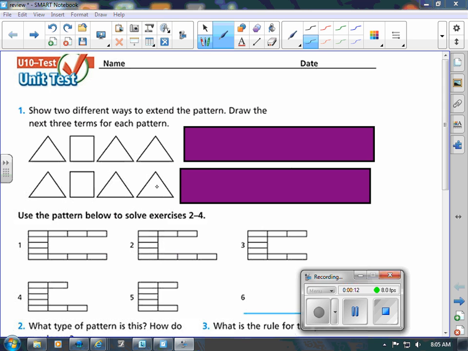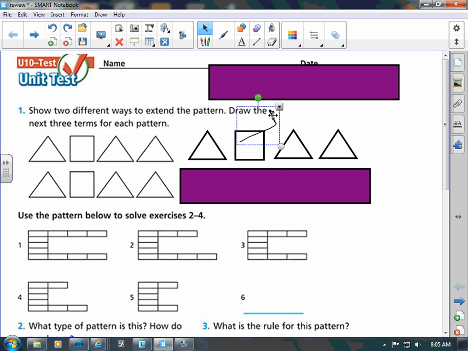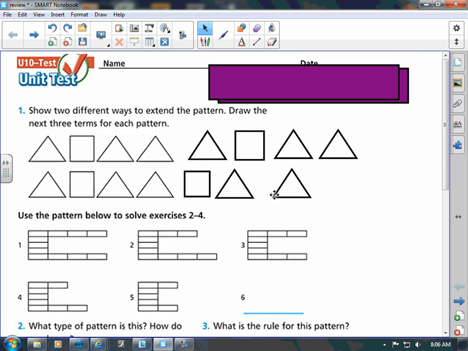All right, so it wants us to show two different ways that we could extend this particular pattern. One is to just literally duplicate it, like so. So we went back to just taking the triangle, square, triangle, triangle, so you end up with 3 triangles in a row. The other way is to assume that this triangle here is the one that's here, and then you would start with square and go triangle, triangle, and then have square again. So there are always multiple ways to extend a pattern if you're not given enough terms of the pattern, so just keep that in mind.